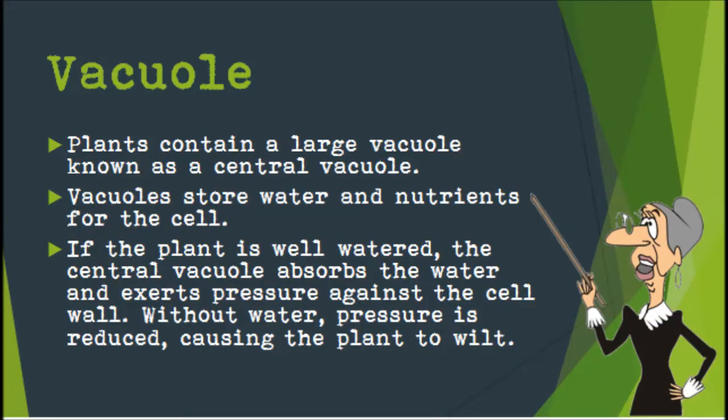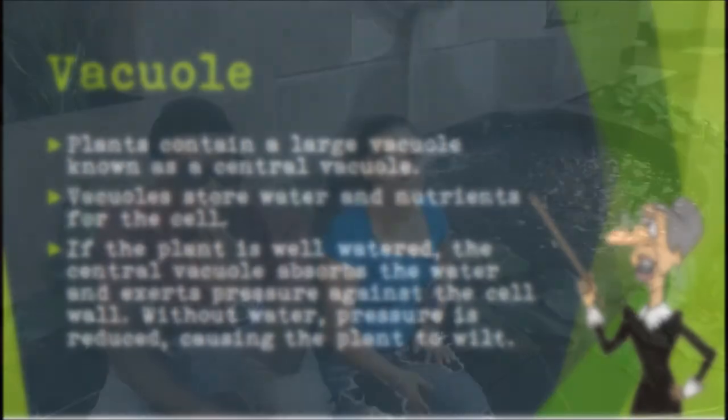Plants contain a large vacuole known as a central vacuole. Vacuoles store water and nutrients for the cell. If the plant is well watered, the central vacuole absorbs the water and exerts pressure against the cell wall. Without water, pressure is reduced, causing the plant to wilt.